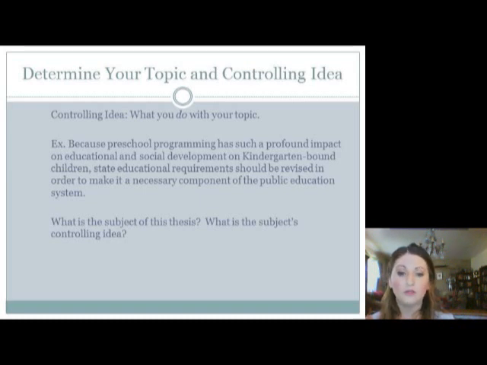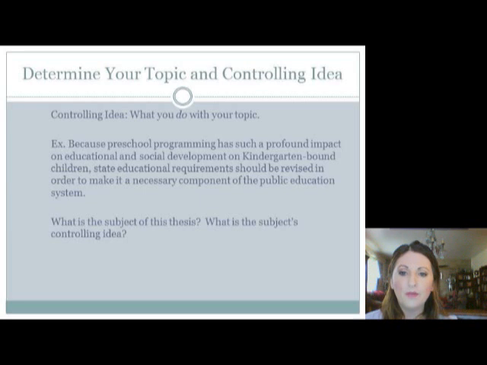What students oftentimes miss is the controlling idea. And when I'm talking about a controlling idea, what I'm talking about is the thing that you as the writer are trying to say about the subject. All right, so let me give you an example of a sort of complex thesis statement that I came up with, and I'm going to break it down and show you how to identify the subject and how to identify the controlling idea. So here's my little mock thesis.